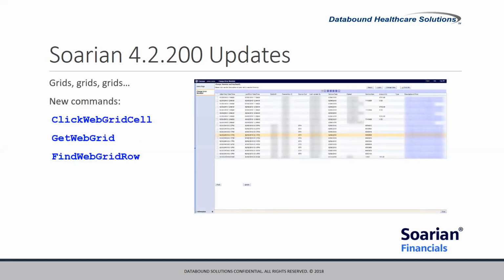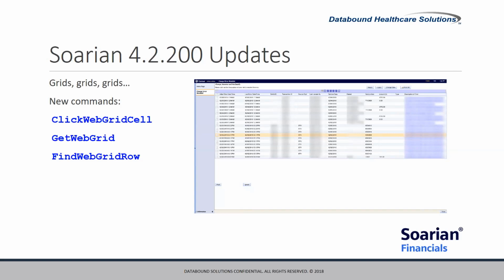So the big thing was, like I said, grids. Almost every table that is out there, there are some exceptions, but I would say probably 90% of tables are now converted to grids. And so what that means is get web table doesn't work anymore, for example. Some of the commands that you used before to select things in the table have changed. So we created new commands to accommodate that. Click web grid cell is one of them. Get web grid is another. Find web grid row is the third new command that we created.